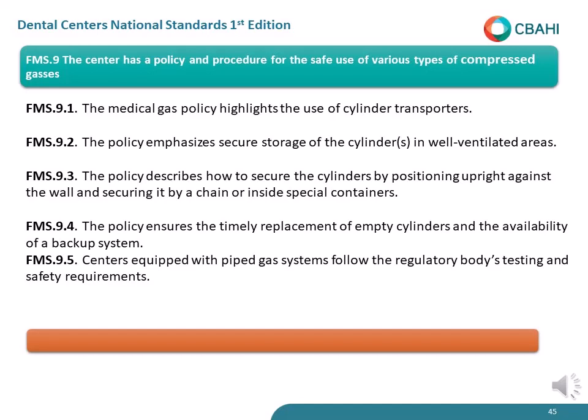9.4, the policy ensures the timely replacement of empty cylinders and the availability of backup systems. So basically, we don't want to run out of cylinders. 9.5, centers equipped with piped medical systems follow the regulatory bodies' testing and safety requirements. Basically, if you have a big center and you have piped medical gases, dental gases, you need to have it regulated, and basically Saudi Arabia follows the HTM 2022 and NFPA 99. So you need to make sure that is being followed.